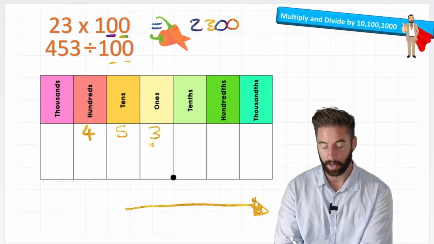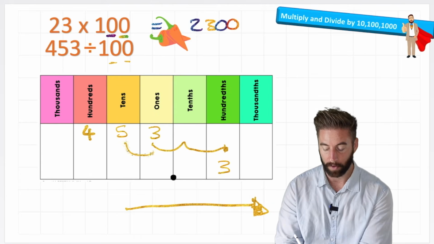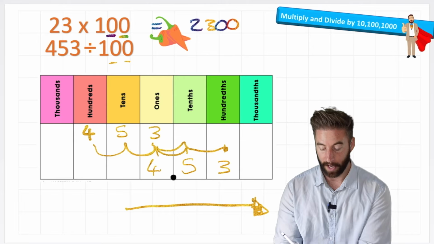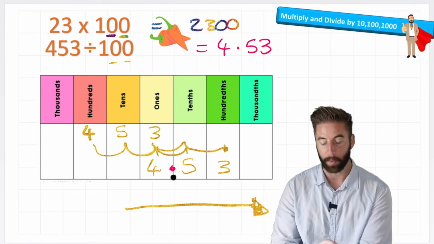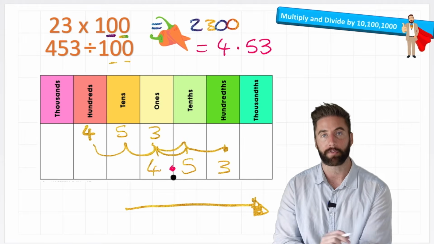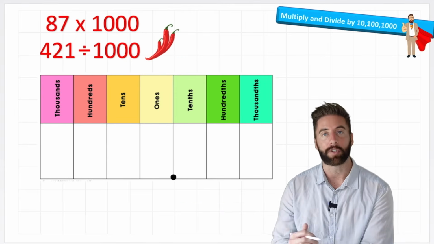I move my 3, 1, 2. I move my 5, 1, 2 into the tenths column, and I move my 4, 1, 2, landing in the ones column. Don't forget to put that decimal, that's super important. 453 divided by 100 leaves me with 4.53. Let's get to that real spicy challenge.